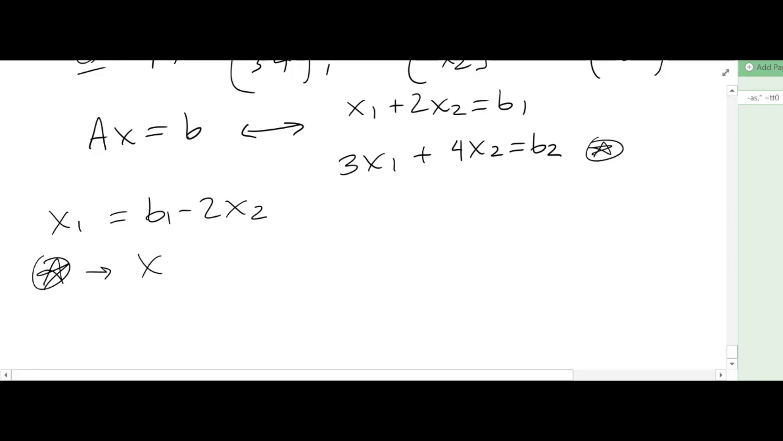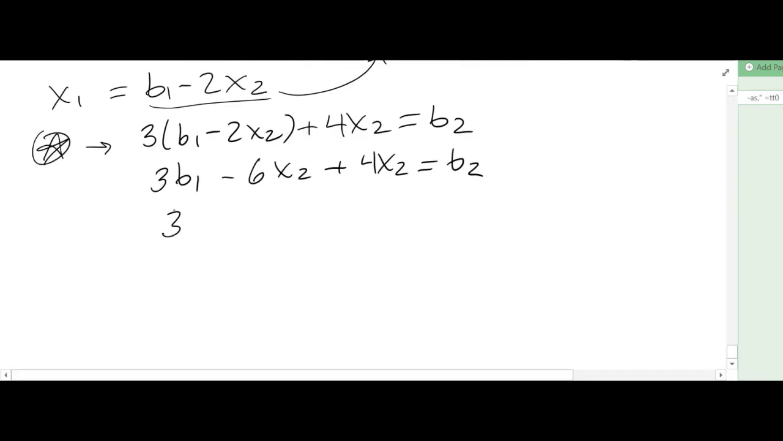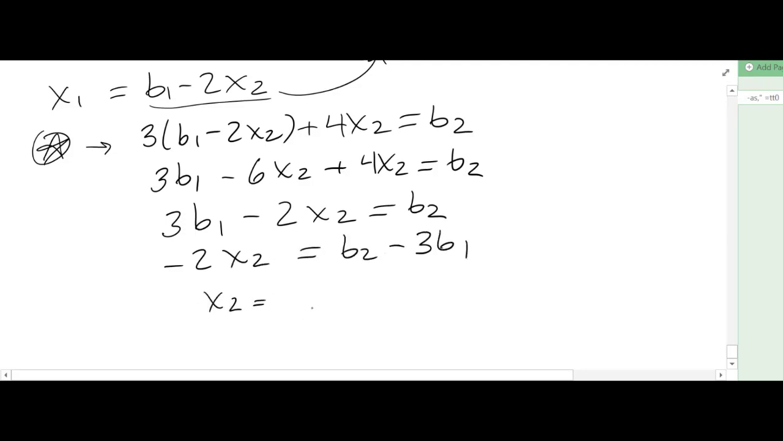If we plug that into the second equation, it says 3 times b1 minus 2x2, where I'm replacing that for x1 here, plus 4x2 equals b2. If you solve this for x2, we have 3b1 minus 6x2 plus 4x2, which is minus 2x2, equals b2. We're going to get negative x2 equals b2 minus 3b1. So x2 is 3 halves of b1 minus a half of b2.